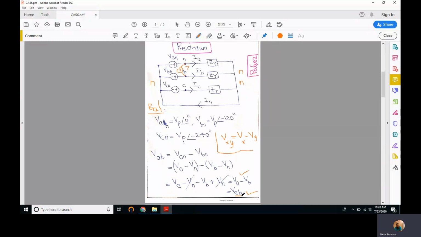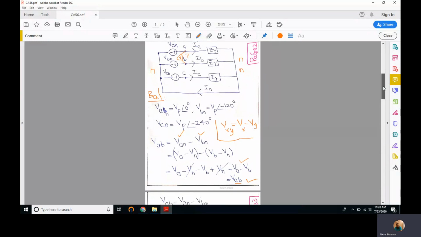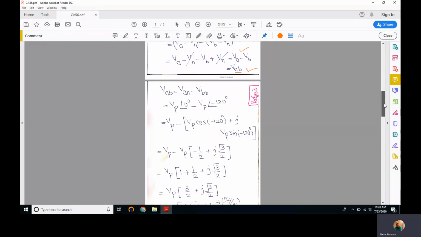By the way, all these voltages between A and B, B and C, and C and A are called line voltages. So VAB can be computed by subtracting VAN minus VBN, but we should keep in mind that VAN and VBN both are complex numbers. So if you want to subtract them, we will have to convert these polar representations into rectangular representation first. Right. So VAB is VAN minus VBN.